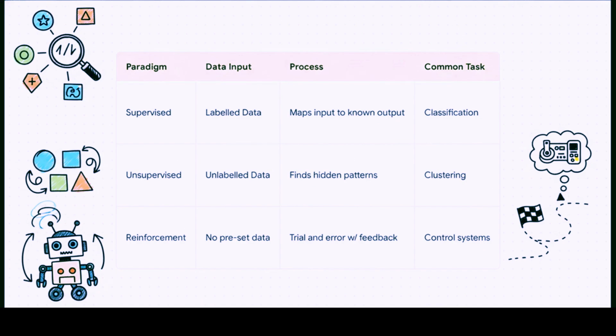Supervised learning, using labeled data, is commonly applied to classification tasks. Unsupervised learning, with its unlabeled data, is used for clustering. Reinforcement learning, which operates via trial and error, is frequently employed for control systems.